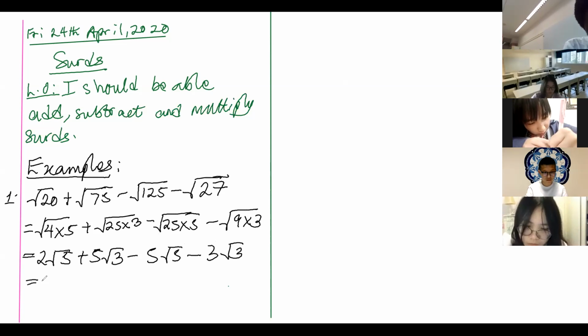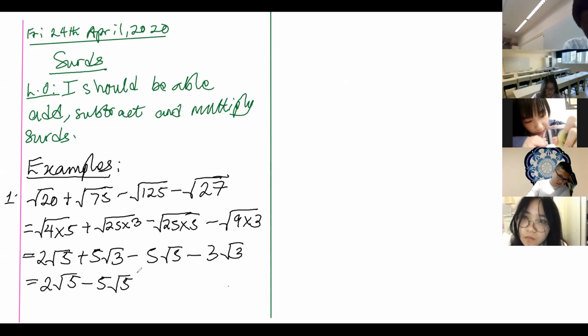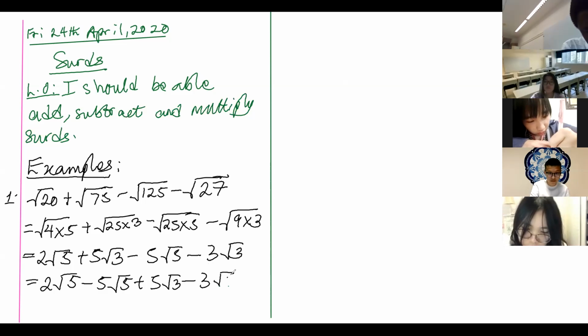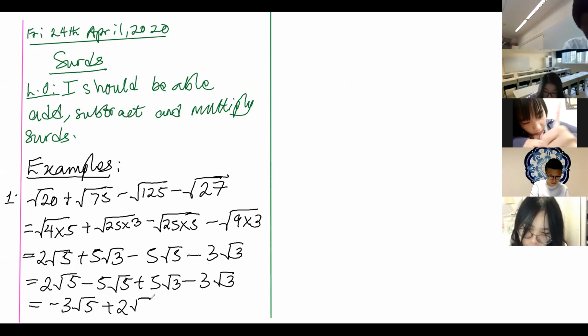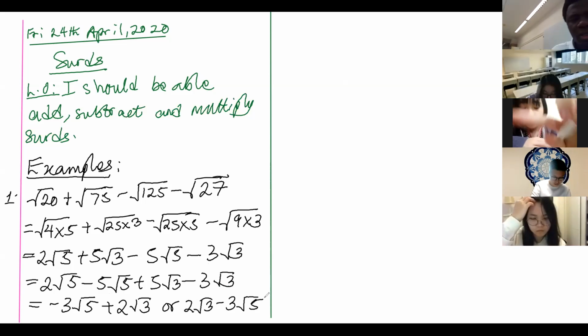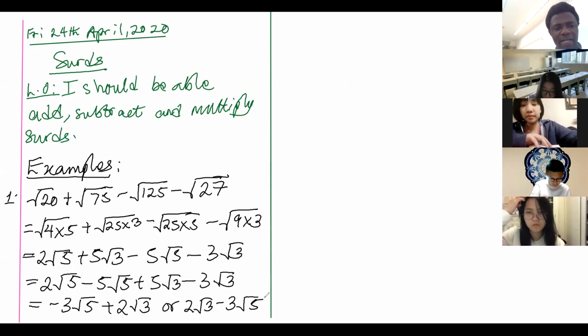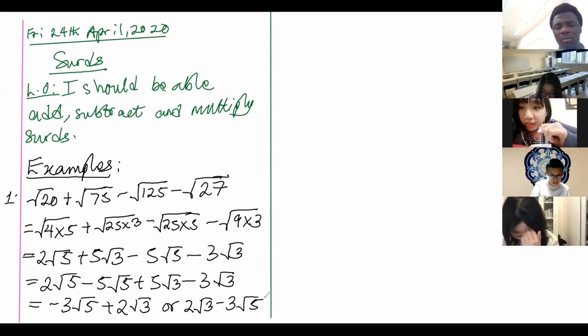Then we collect the like terms. 2 root 5 minus 5 root 5 plus 5 root 3 minus 3 root 3. So that is negative 3 root 5 plus 2 root 3. So you can write this, or you can write the positive one first. So even though they look like they are not like surds, you can simplify and bring the like surds and simplify properly.